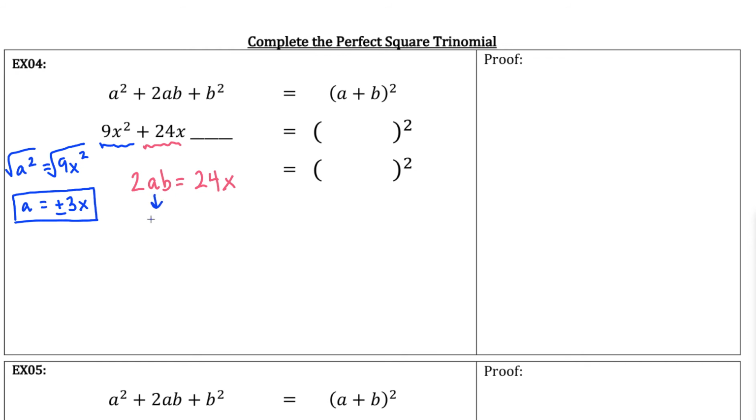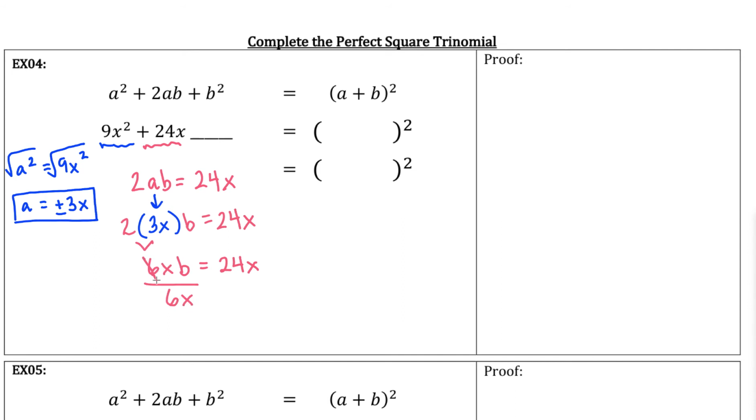And then we get 2 times 3x times b equals 24x. I will get 6x b equals 24x. All right, not too bad. I did 2 times 3x, which is 6x. Now, at this step, I just want to know what b is. So instead of dividing by 6 and dividing by x, I'm going to divide by 6x. That way, both of these things go away.